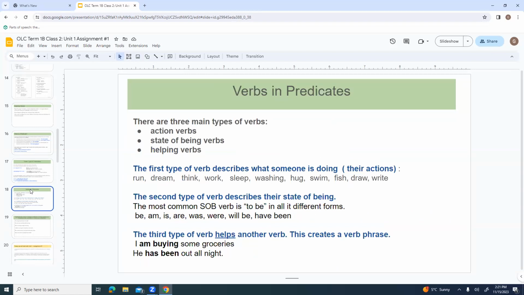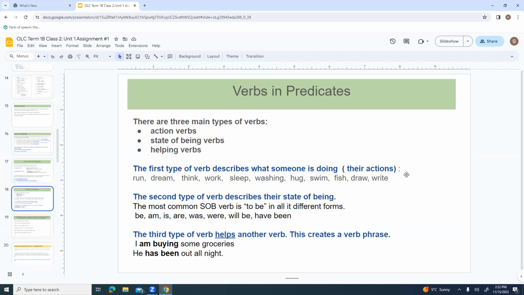There are three main types of verbs in predicates. There are action verbs, there are state of being verbs, and there are helping verbs. The first type of verb describes what someone is doing, their actions like run, dream, think, work, sleep, washing, hug, swim, fish, draw, or write. The second type of verb describes their state of being. The most common state of being verb is to be in all its different forms. Be, am, is, are, was, were, will be, and have been. The third type of verb helps another verb, and that creates a verb phrase.